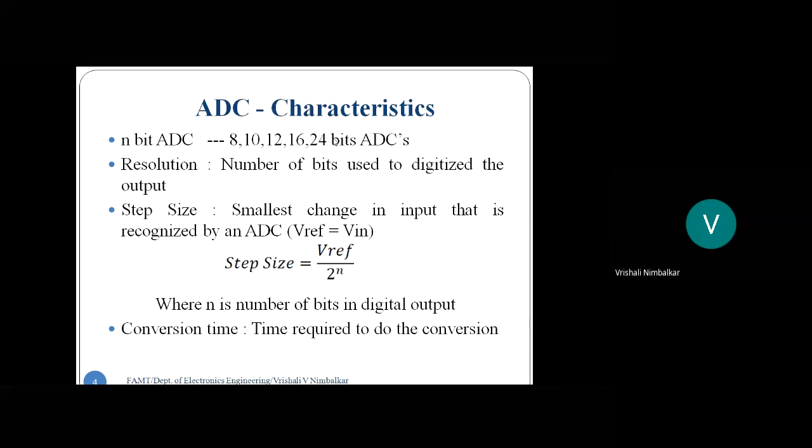Right? So that's the naming of ADCs. Right? 8-bit ADC, 12-bit ADC, 24-bit ADC. Now the number of digital bits is itself the resolution of the ADC. Right? So the first parameter is how much is the resolution of the particular ADC. The second, what is the step size of the ADC?